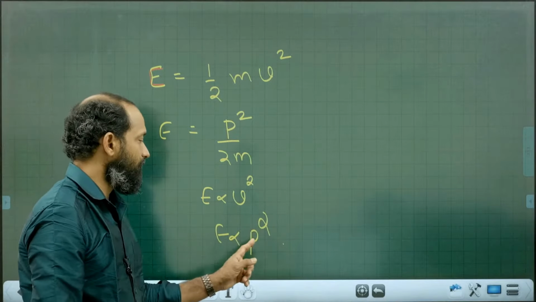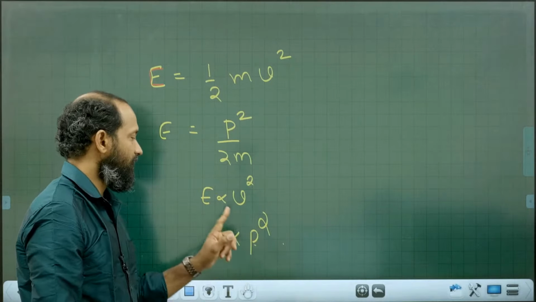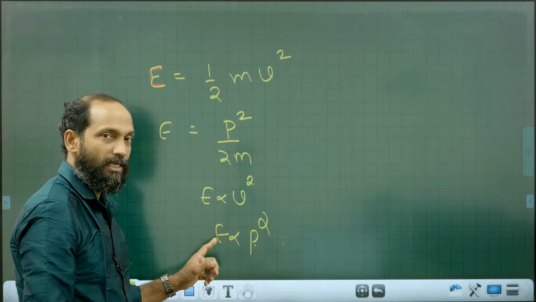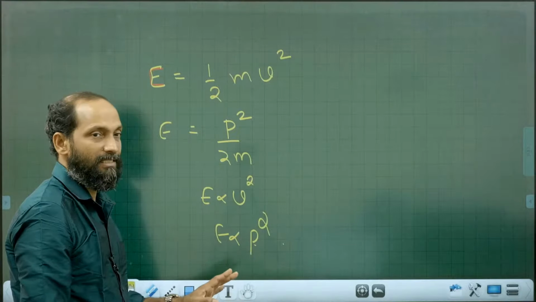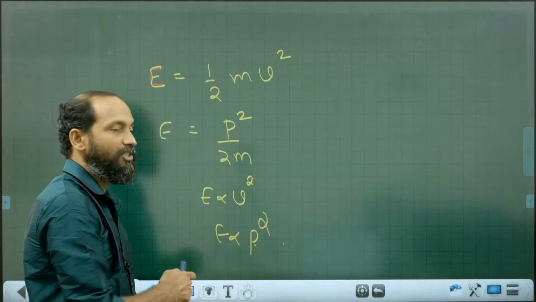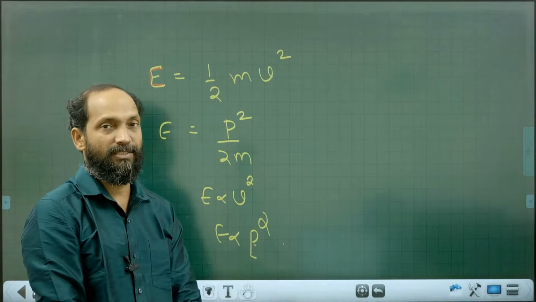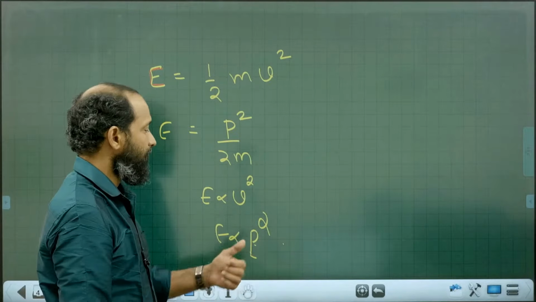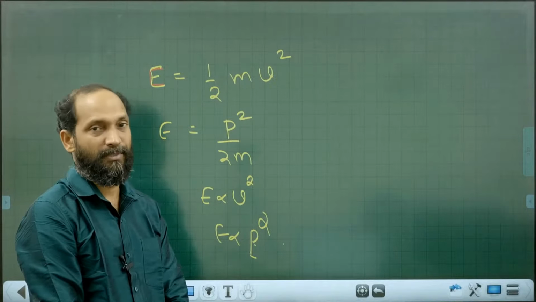If momentum doubles, kinetic energy becomes 4 times. Momentum tripled, kinetic energy 9 times. Momentum halved, kinetic energy 1/4. Momentum 1/3, kinetic energy 1/9. Like that. Momentum increased by 10%, kinetic energy increased by 21%. Momentum increased by 20%, kinetic energy increased by 44%. Momentum increases by 30%, kinetic energy increases by 69%.